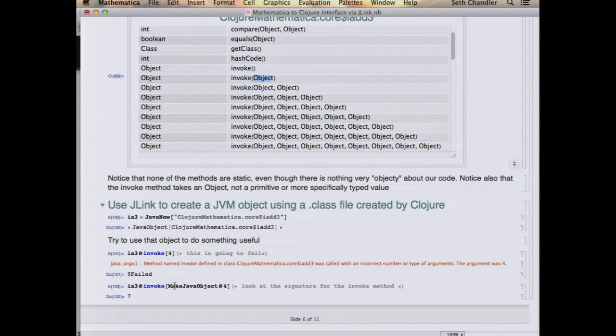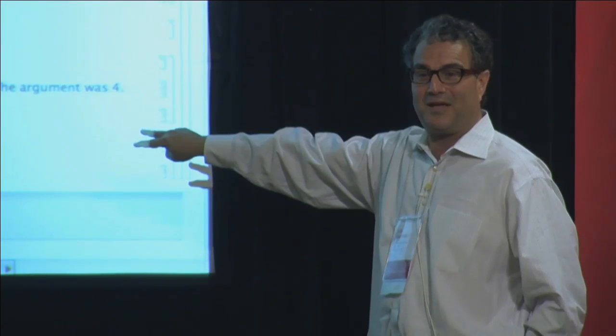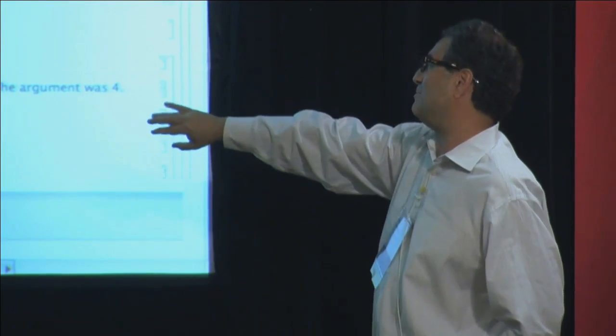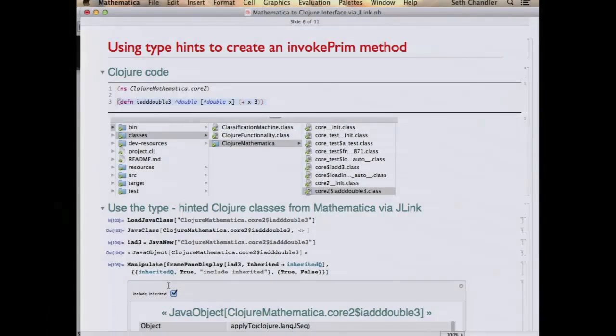And fortunately, we can be rescued here. Mathematica JLink has this thing called MakeJavaObject. And once we wrap that around it, it all works. Okay? But what you should be thinking is, what a pain in the butt. First, we've got to go through this step of invoke. Then we've got to convert things to Java objects. I'm never using Clojure. Okay? So, can we do better? And the answer is yes, we can.